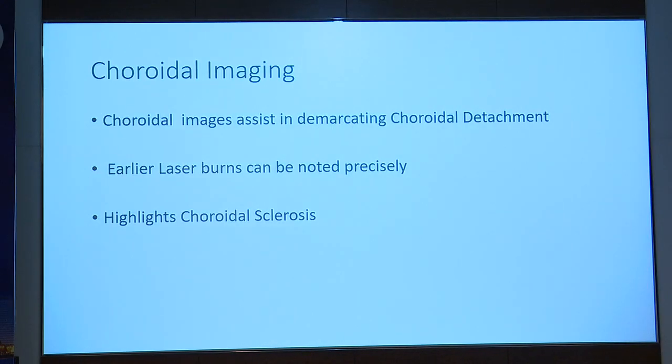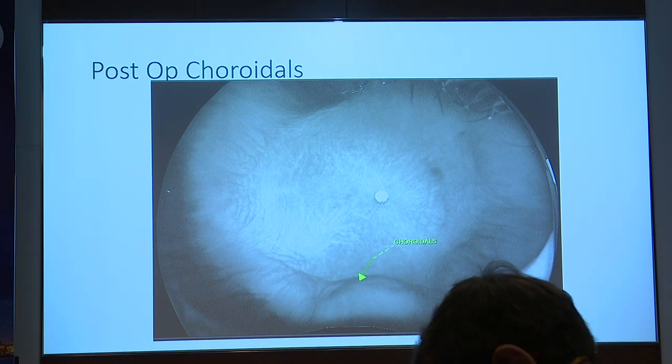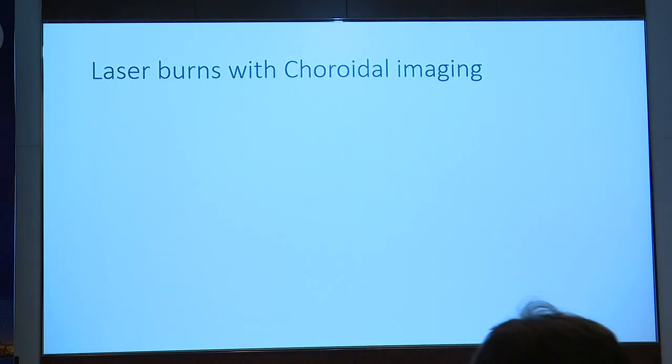Choroidal imaging, the images assist in demarcating things like choroidal detachments. You can see your laser burns which were done earlier, and you can also make out choroidal sclerosis. This is post-trab, the patient had choroidals. You can take a photograph and then keep following these patients and accordingly manage the treatment.